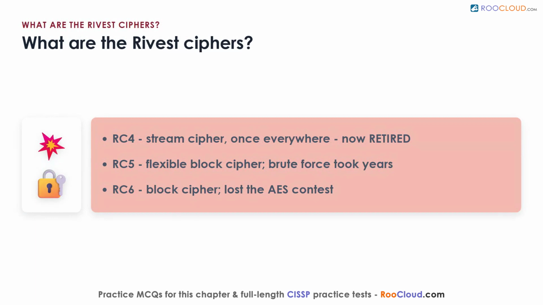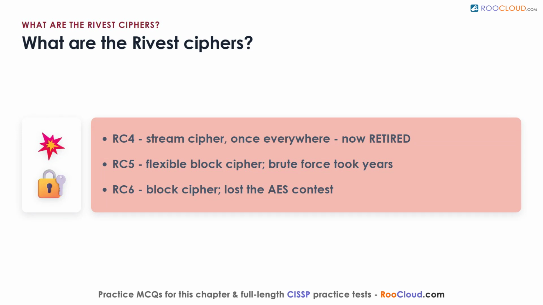What are the RC ciphers and where do they stand? They are a family of related algorithms with very different fates. The fourth, RC4, a stream cipher, was once everywhere, baked into old wireless and web security protocols, but a run of attacks made it insecure and it is now retired.